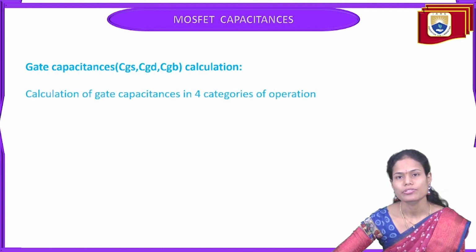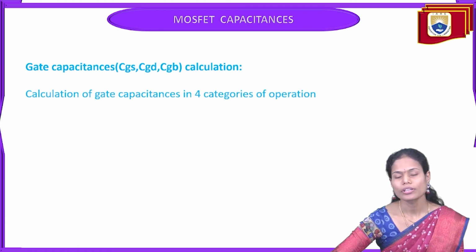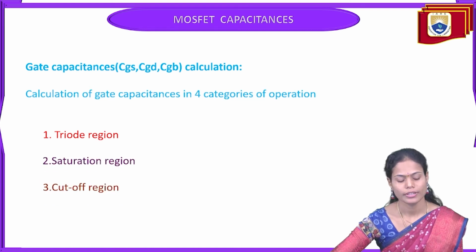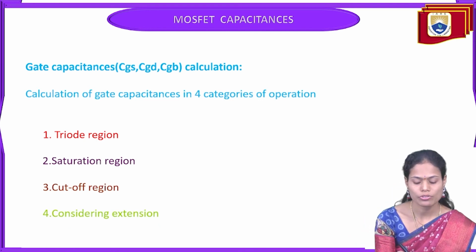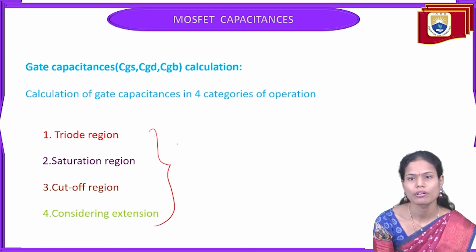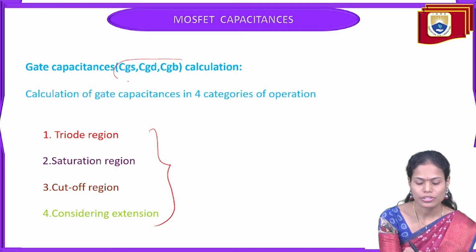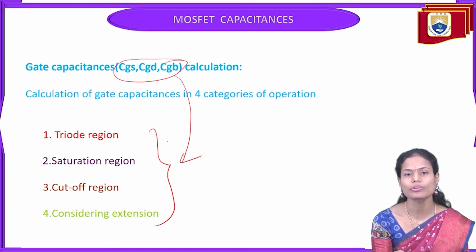While coming to the gate capacitance calculation, we are going to calculate these gate capacitances in the four regions of the MOSFET. Why four regions? The MOSFET operates in three regions, and one more region occurs due to the extension of the materials while constructing the MOSFET. What are the three regions? One is the triode region, one is the saturation region, and the cutoff region, plus the extension of the materials in the circuit. Because of these four regions of operation of the MOSFET, we are going to calculate these capacitor values in these four regions.